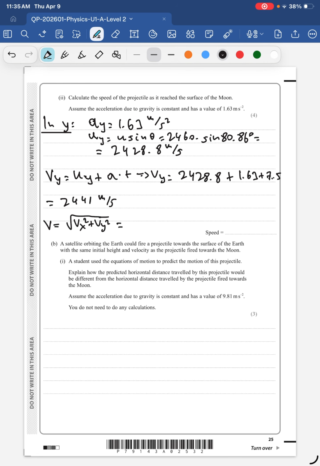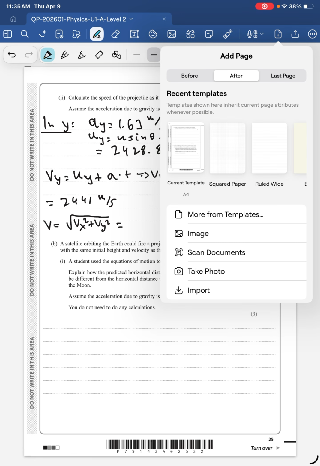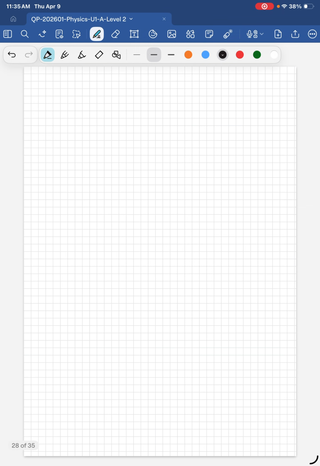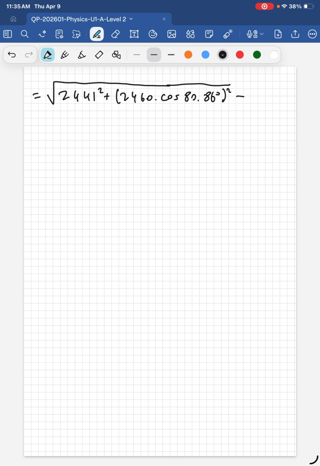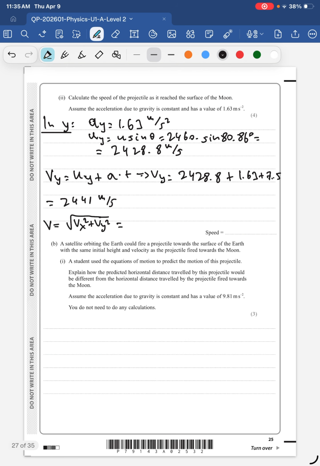So that's, let me use a clean page because it's getting confusing. So that's the square root of 2,441 squared plus 2,460 times cosine of 80.86 degrees, and that's squared. So that's 2,472.1 meters per second. Okay, so that's the speed.